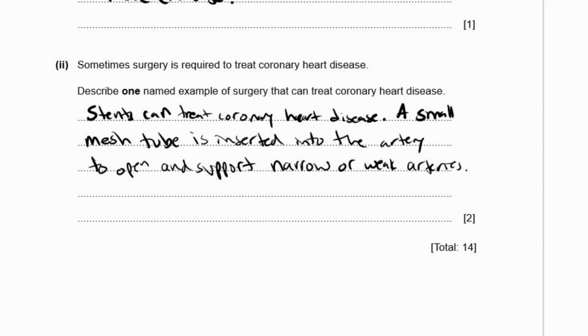Another thing you could say is balloon angioplasty. So a tube, or a catheter, which is just a tube, with a balloon attached is inserted into the artery. The balloon inflates to widen the artery. Another thing that can be done is bypass surgery. In bypass surgery, there's another blood vessel, and it has to be an artery. You can't put a vein onto an artery and expect it to act like an artery. So another artery is joined to the artery to allow the blood to flow along a new route. Either of those three will work.